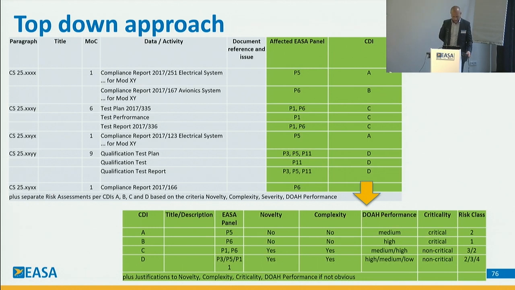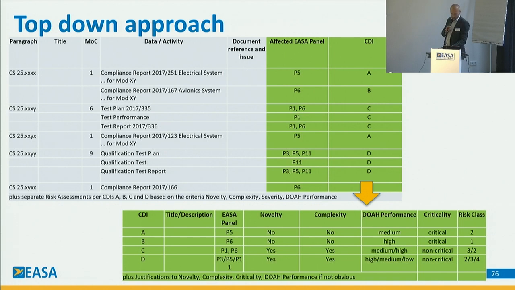So this is an example of what we have described as top-down approach. The two examples we have seen before are top-down approach, and this is another one. Again, you have, first of all, the requirements on the left of the first table, the compliance checklist, the affected EASA panel, for each requirement, the affected CDI, and then in the lower matrix, an assessment for each CDI, novel, complex, DOA performance, criticality, and risk class. This is the top-down approach.